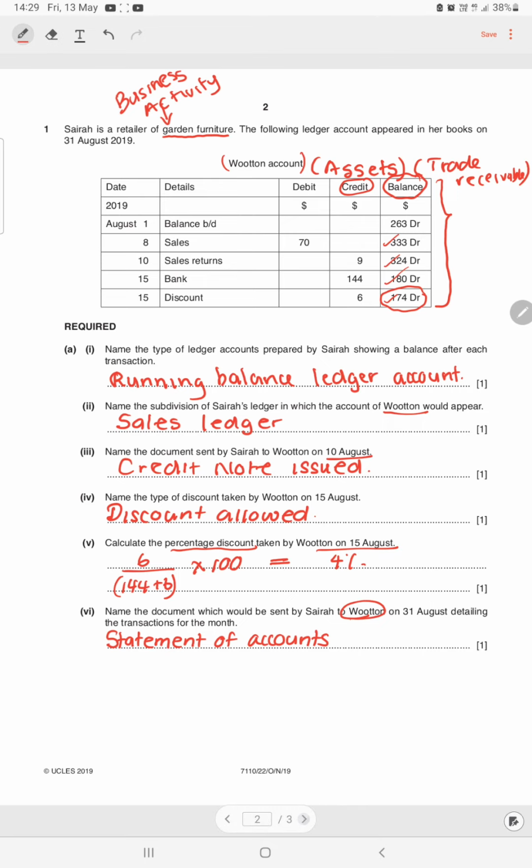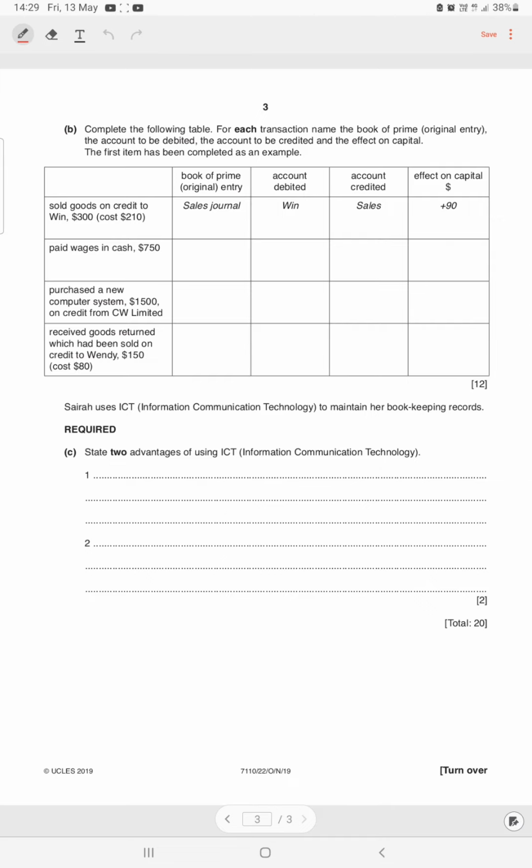So, statement of accounts. Next, let's go to part B. Complete the following table. For each transaction, name the book of prime entry, original entry, the account to be debited, the account to be credited, and the effect on capital. The first item has been completed as an example. Okay, so sold goods on credit to Win, 300, cost was 210. That means you sold goods for 300, it cost you 210. So remember, effects on capital.